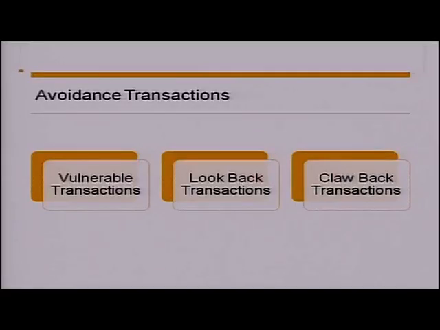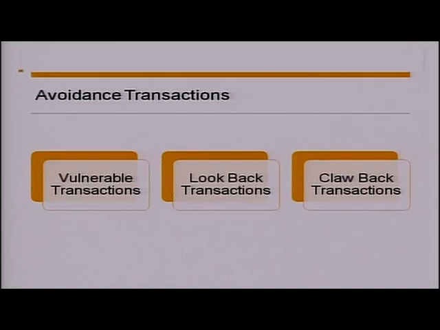So here, the avoidance transactions. Now avoidance transactions can be called vulnerable transactions. They can be called look-back transactions. And in some circles, we also call them clawback transactions. Now, why do we call them vulnerable transactions? Vulnerable transactions because these transactions have been done during a vulnerable period, which we call a twilight zone.